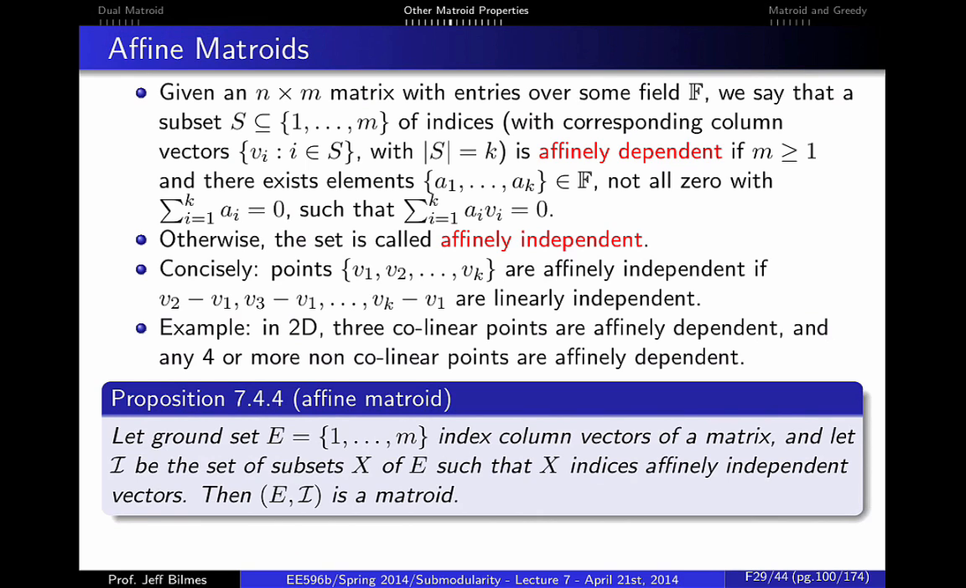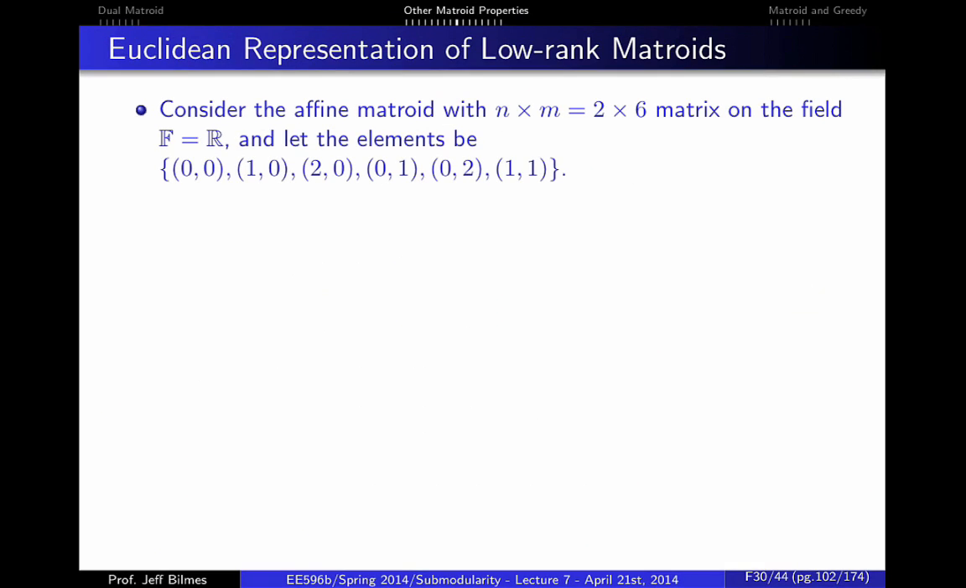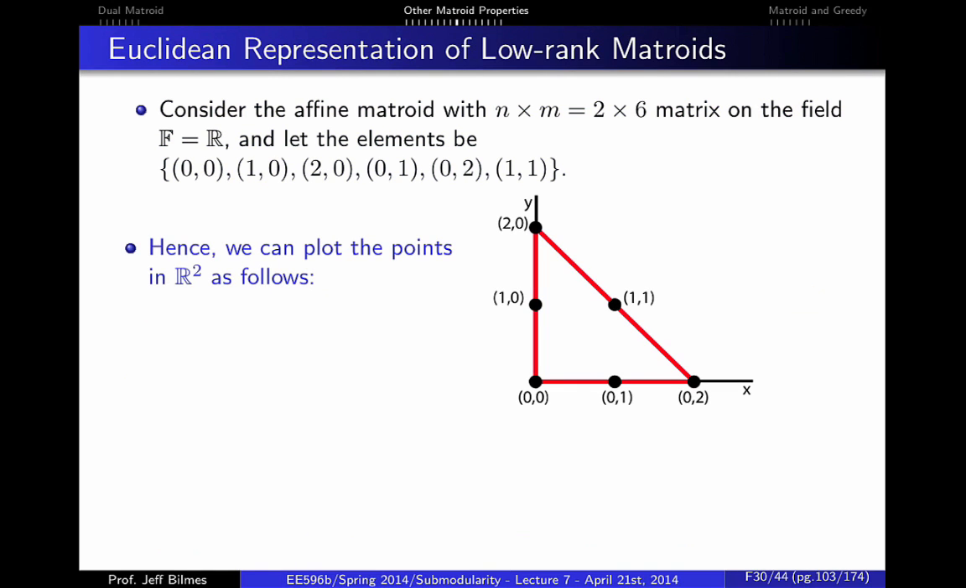So an affine matroid is basically one that's defined based on affinely independent vectors. And it turns out that that's a matroid. But what we can do with this is visualize matroids in a geometry based on affine independence. And this gives us a very powerful way of viewing matroids that have low rank, even if they have a large number of sets.